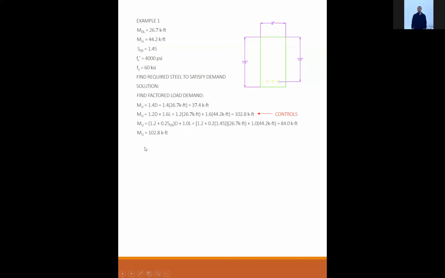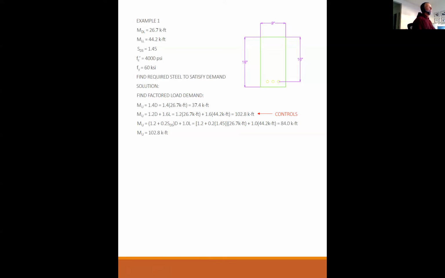So I just have a quick question. These are the factored loads we always use, like the demand factored loads we always use. Yes. What if there was snow or there was an earthquake?